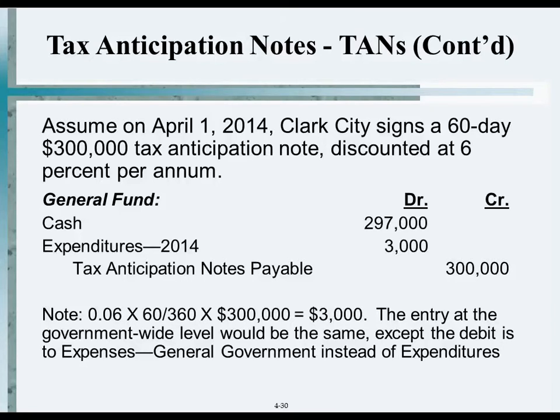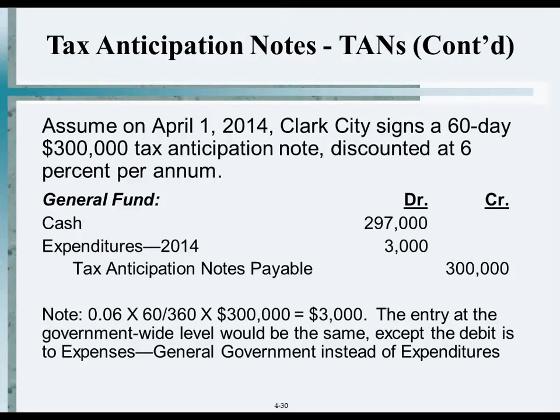So take a look at this. Here, the city signs a 60-day, $300,000 tax anticipation note discounted at 6% per annum. Does everybody see the interest of $3,000? How is it calculated? 6% per annum means 3% for 6 months, or 1% for 2 months, right? That's how that number is calculated. And very straightforward. You receive the cash, you debit cash, you debit interest of $3,000, and you credit tax anticipation notes of $300,000. Anybody have any questions on this?